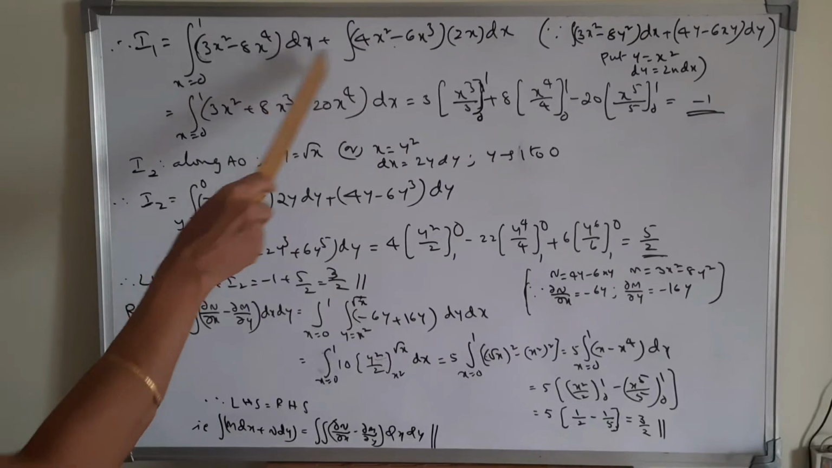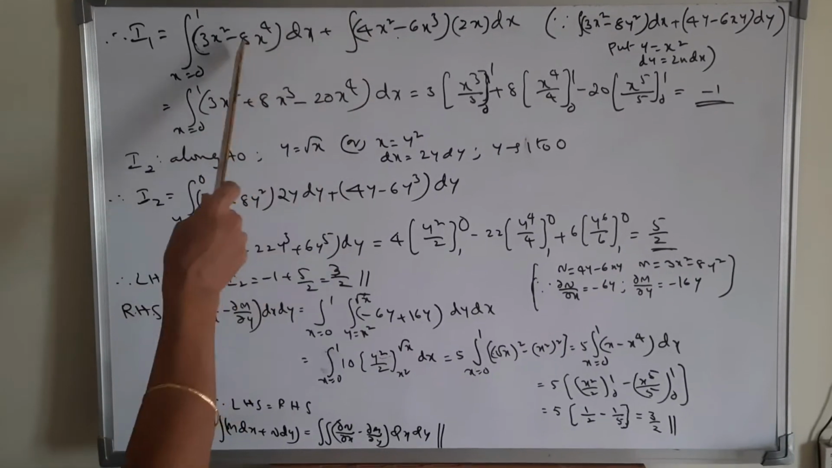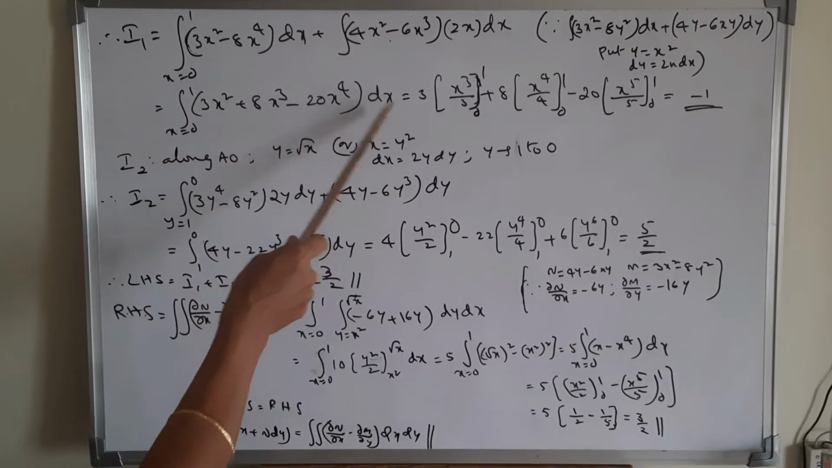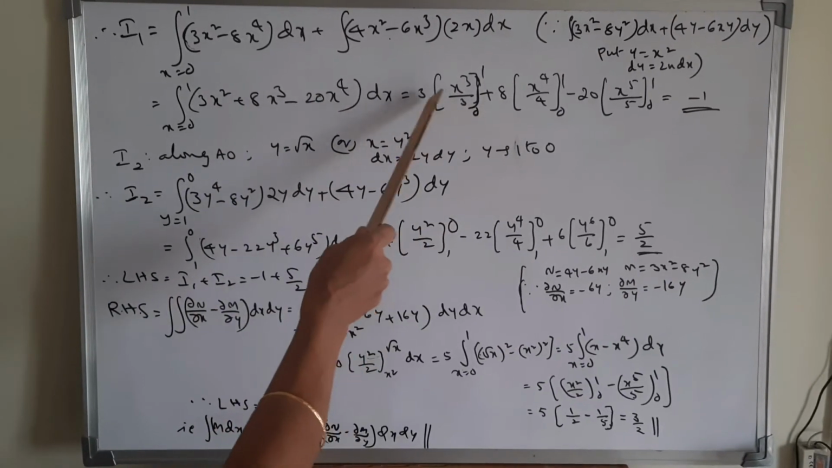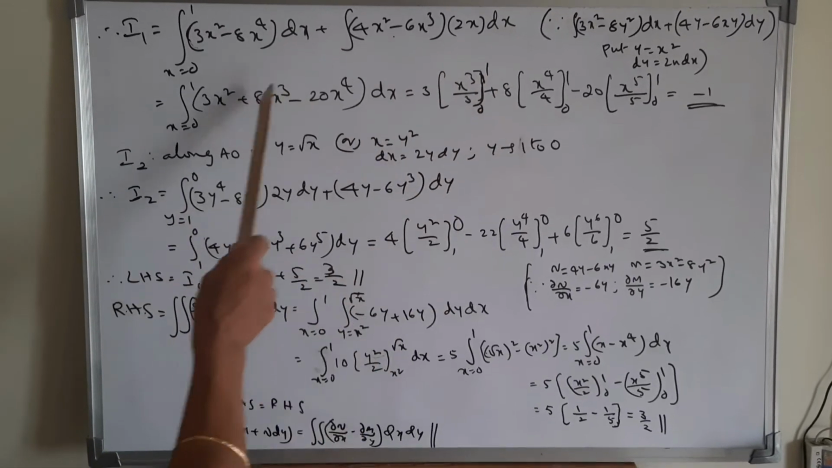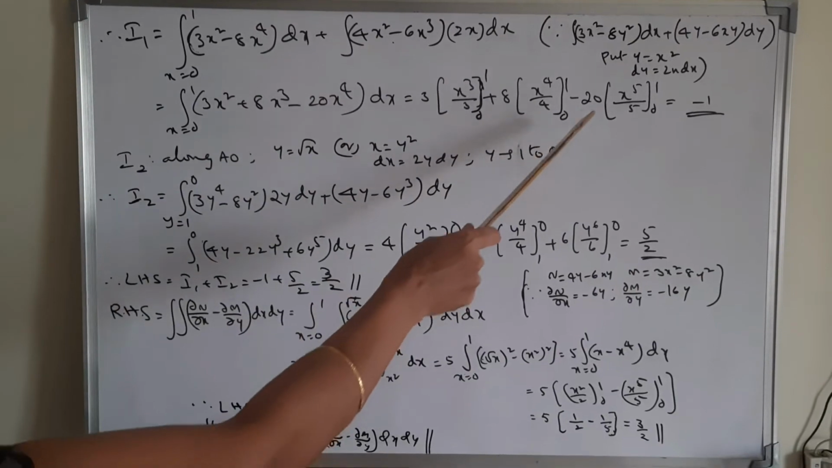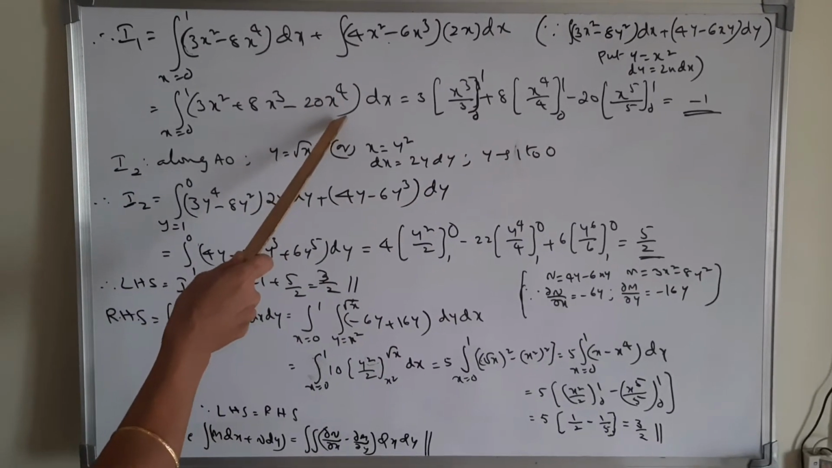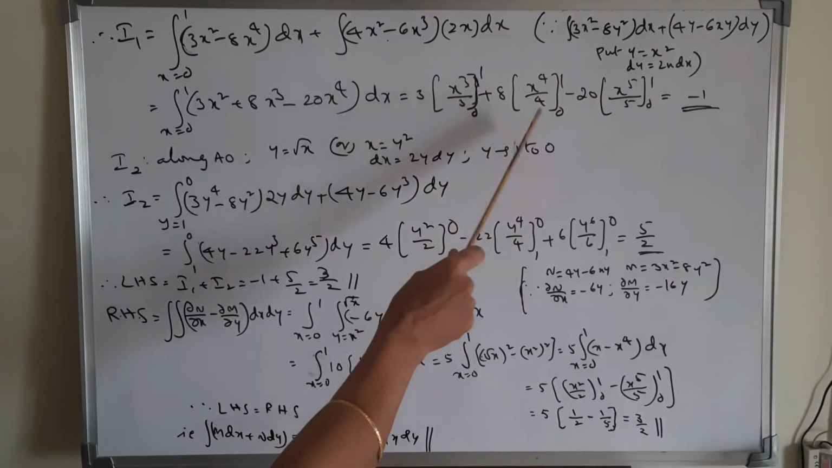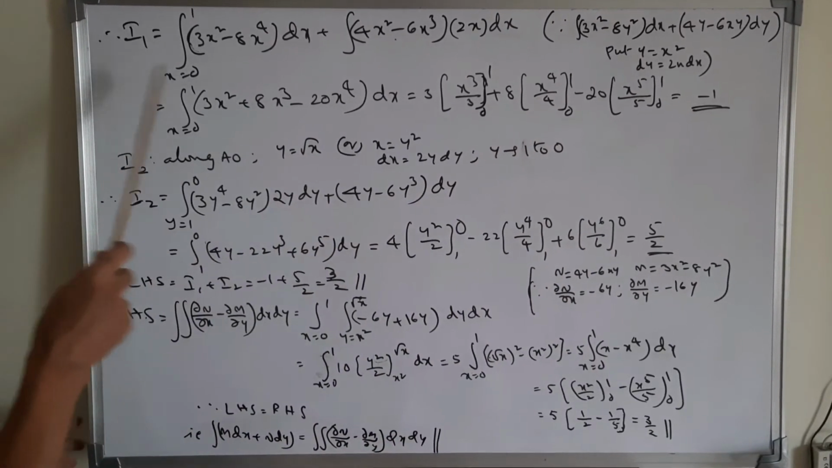So this integration we have to simplify, that is the integral from x is 0 to 1 of 3x square plus 8x cube minus 20x to the power of 4 dx. After integration, the value is 3 into the integral of x square, which is x cube by 3, limits 0 to 1, plus 8 into the integral of x cube, which is x to the power of 4 by 4, 0 to 1, minus 20 into the integral of x to the power of 4, which is x to the power of 5 by 5, limits 0 to 1. After simplification, we are getting the value minus 1. So I1 value is minus 1.